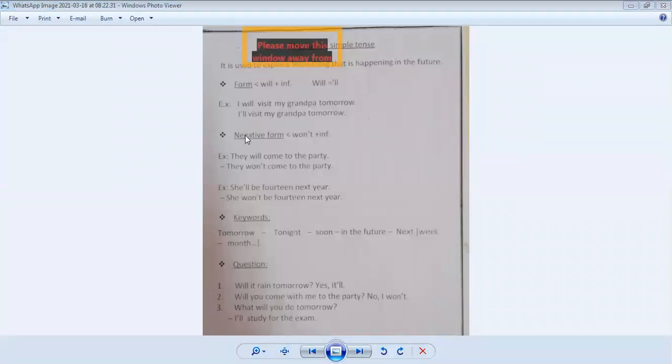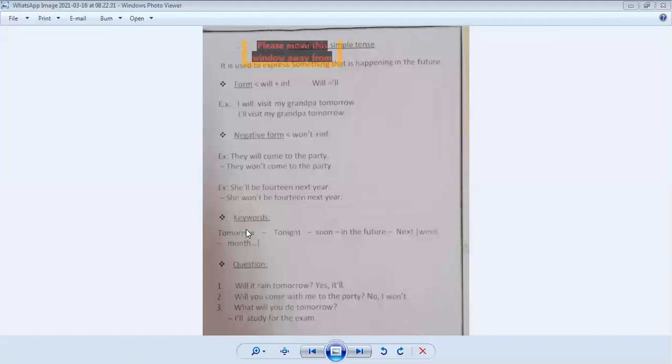Okay, now the negative form of will is won't. Won't plus the infinitive form. For example, they will come to the party. If I use the negative form, it will be they won't come to the party. She will be 14 next year. The negative form will be she won't be 14 next year.